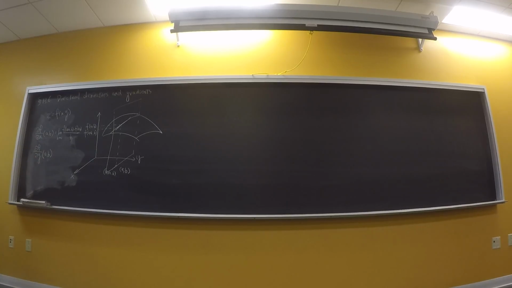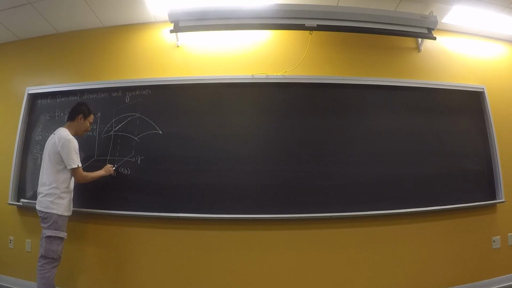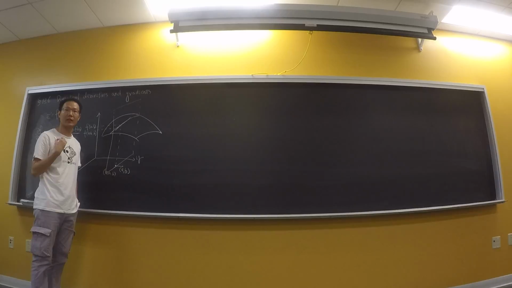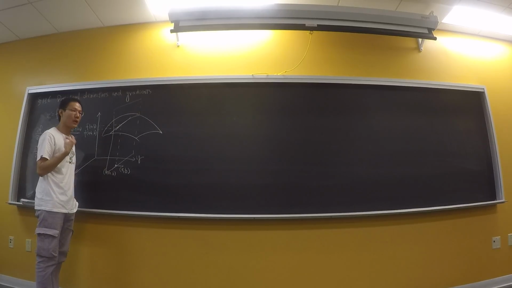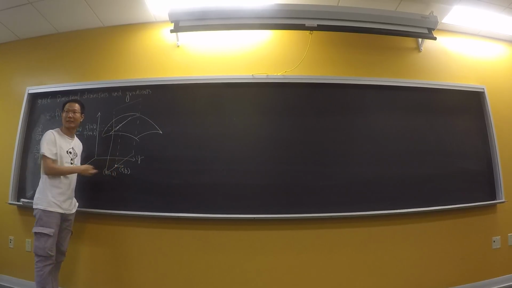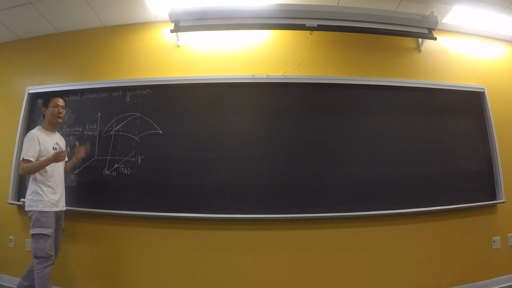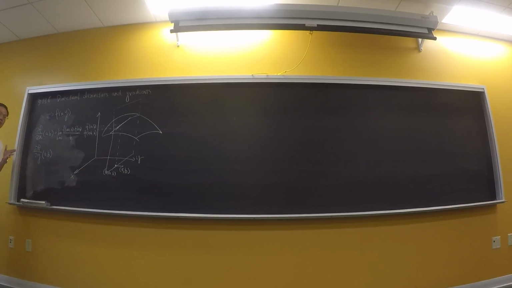And also, I propose the question. From this base point (a, b), I can move in the x direction by h. I can move in the y direction by h. I can, in fact, move in all possible directions on the plane by h. So if I want to specify the direction in which I'm moving the base point (a, b), I have to have a vector u, which is on the xy plane.